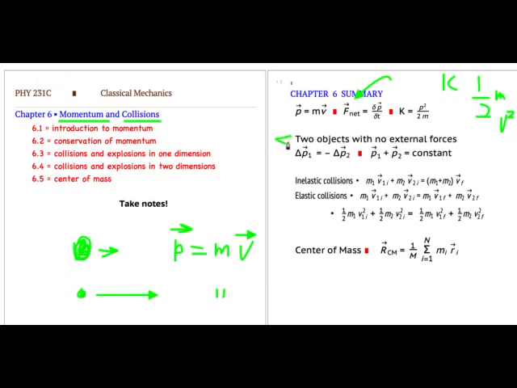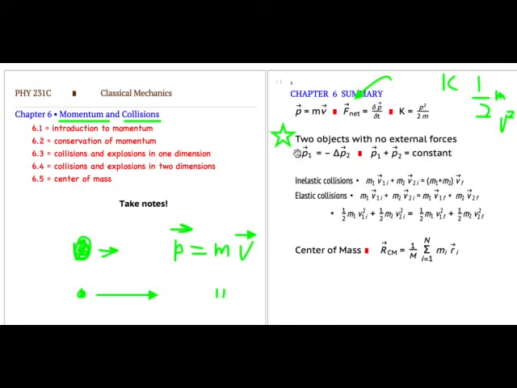Now, those are the basic equations from chapter 6. A consequence is that two objects with no external forces have constant momentum. The momentum of the first object may be changing. The momentum of the second object may be changing. The sum of the two momenta is not changing as long as there are no external forces. And that's called conservation of momentum. Total momentum is constant in an interaction between objects.